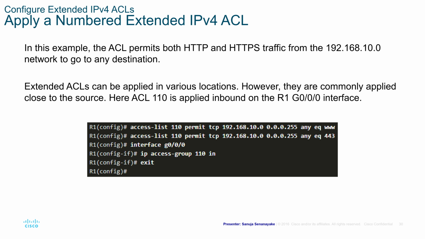Here, the ACL 110 in this example is applied inbound on R1 at interface G0/0/0. So right here, access list 110 permit TCP, and we have entered 443 and www here, and then the interface G0/0/0 gets bound with this ACL information, by entering the ip access-group 110 in command. So that means this ACL information is now bound to that interface G0/0/0. Then you exit out, so the configuration is done.